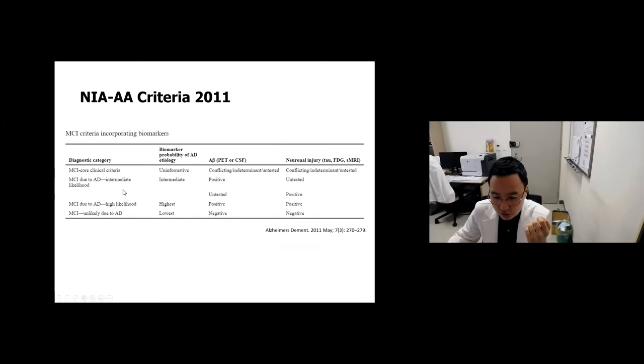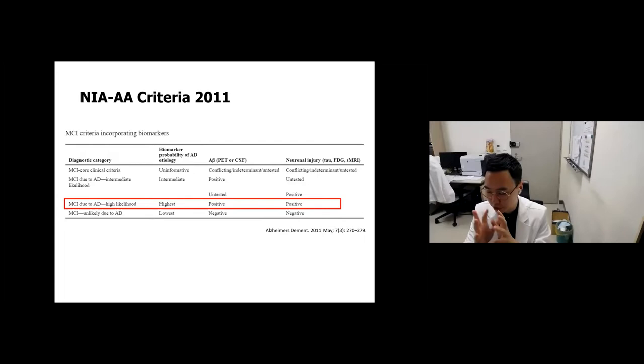For a more specific example, as you can see in MCI due to AD, a patient firstly should have a clinical syndrome of MCI itself. And next, with various combinations of biomarkers for amyloid and neurodegeneration, the possibility of Alzheimer's disease being the underlying etiology of the cognitive impairment increases. So when both the amyloid and neurodegeneration measures are positive, the diagnostic category can be labeled as MCI due to AD with a high likelihood. And this high likelihood is given by the combination of these biomarkers. This was the main point of the revised criteria in 2011.